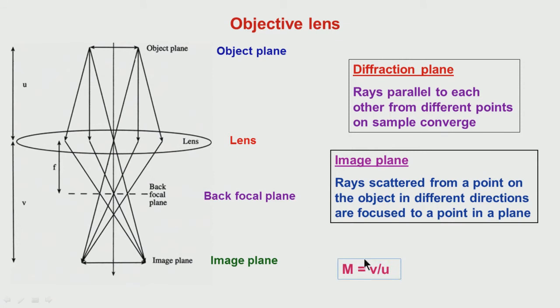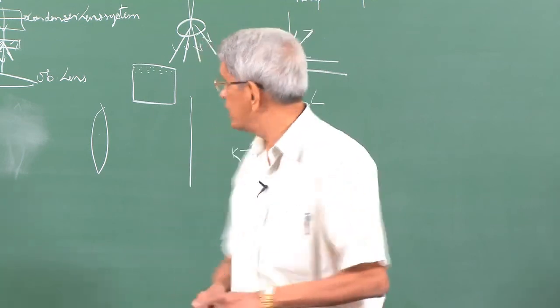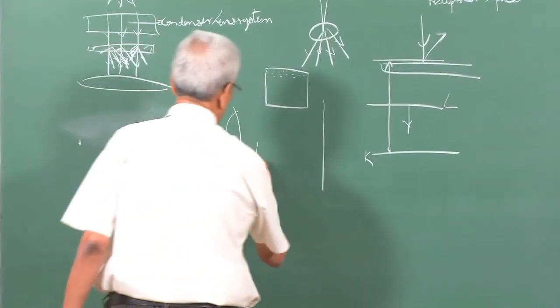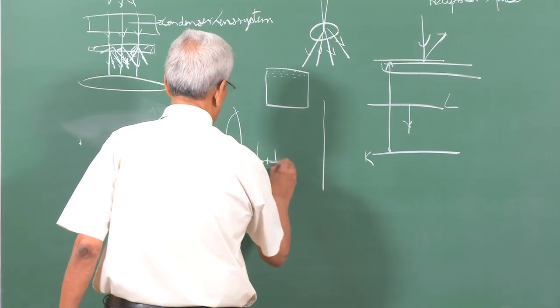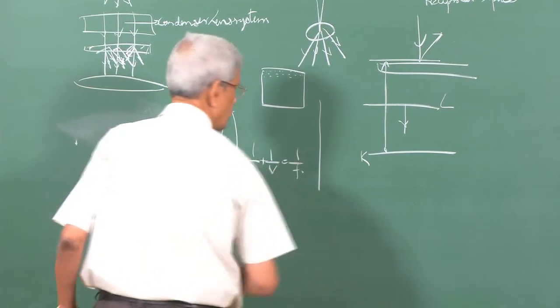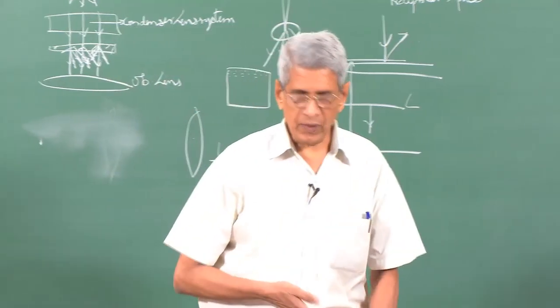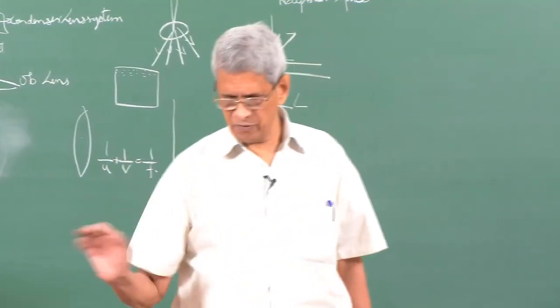And what is magnification? Magnification is the distance from the image to the lens divided by the distance from the object to the lens, that is V by U, as we traditionally write. That is how we get magnification. And for a lens, how are V and U related? They are related to the focal length by this relation: 1 by U plus 1 by V equals 1 by F. So, this defines the magnification which we can get.